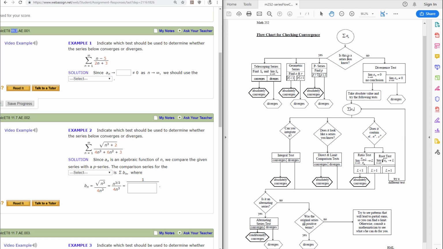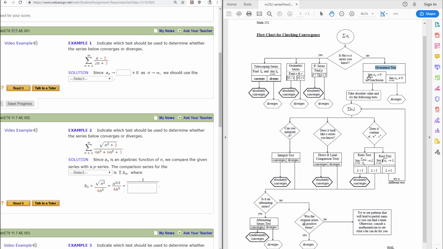The first thing it's asking you is whether it's a series that you know. Now we have to commit to knowing a handful of series. The geometric series is especially a big deal for us. There's a p-series that we're going to use a lot for testing or comparing. A very special series called a telescoping sum was covered, and if you have any of those types of series, you can quickly assess whether they converge or diverge, converging absolutely or diverging.